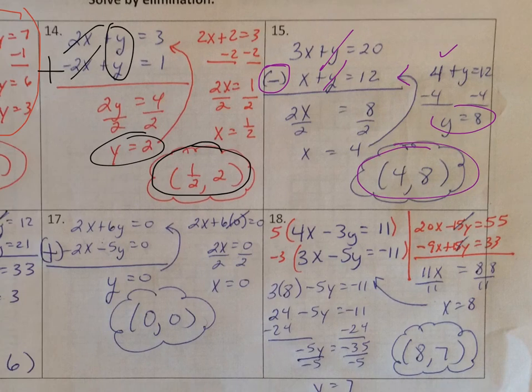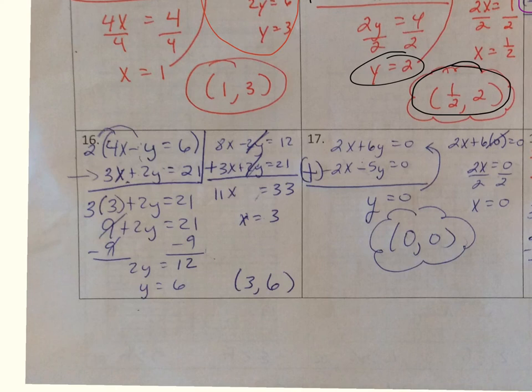Now, when I go to number 16, this just happens to be a little bit more in depth. Notice on the top one, I multiply the top by positive 2, and you have to multiply everything in that sequence by 2. I get 8x minus 2y equals 12. Well, notice I didn't do anything to the bottom equation, so when I add straight down, my y's cancel out, and I get 11x equals 33. Well, then x is equal to 3.